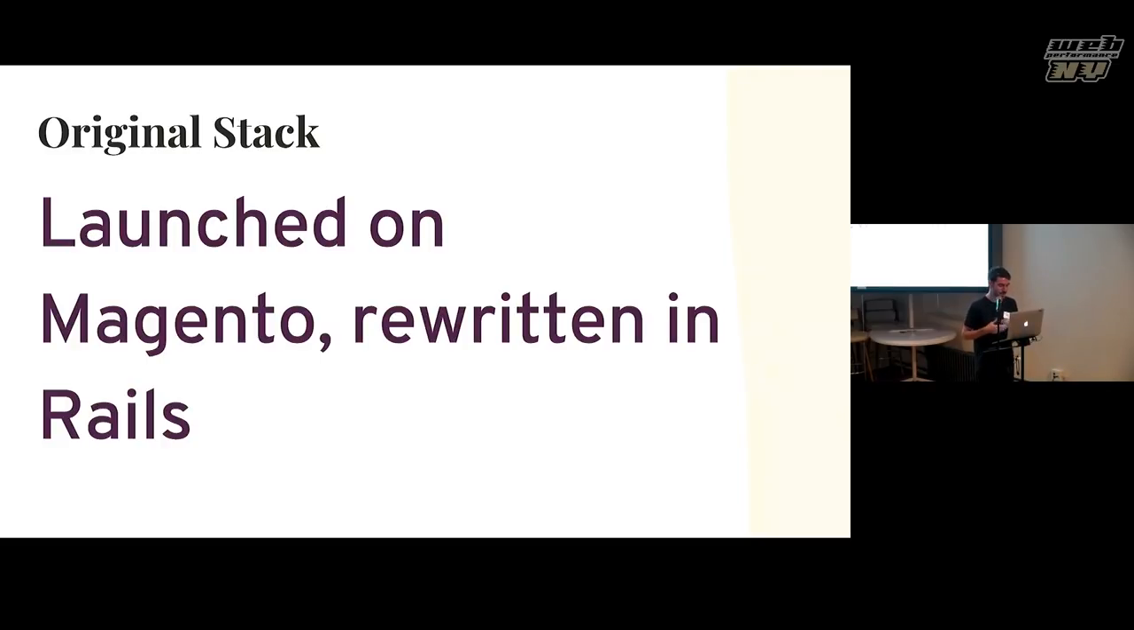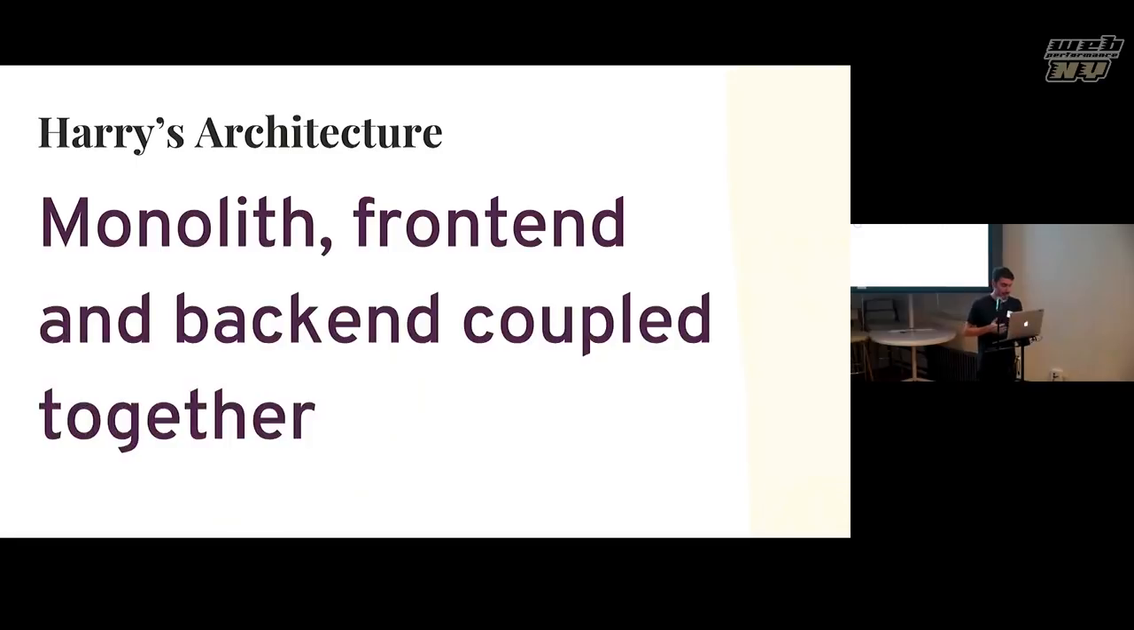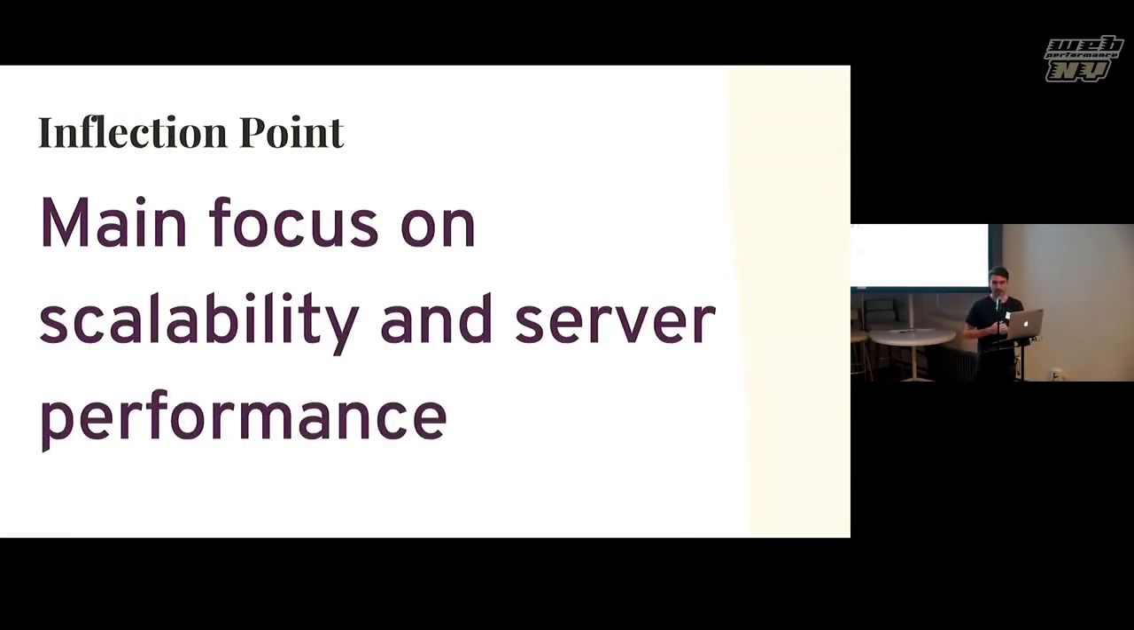And Harry's.com was pretty quickly rewritten as just a pretty standard Rails app. It still has a pretty monolithic architecture, so the front end and the back end are fairly coupled together. Most of it's just going through Rails. And for a long time, for Harry's.com before Flamingo, most of what we thought about when we thought about performance at all was really related to scalability and server performance.